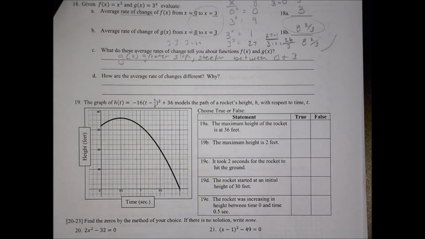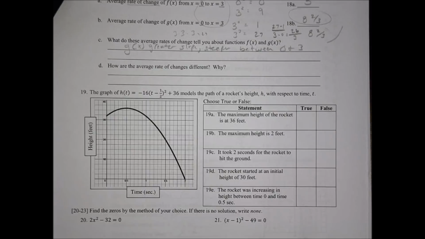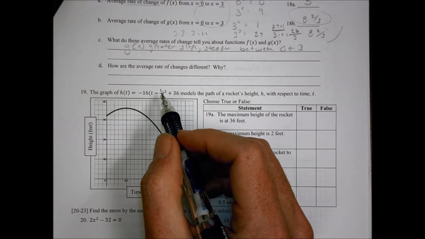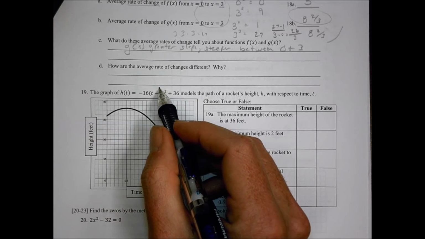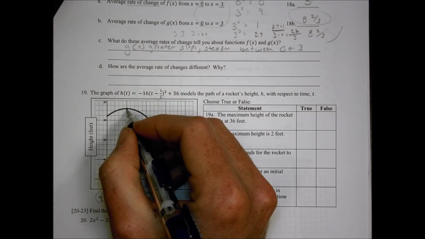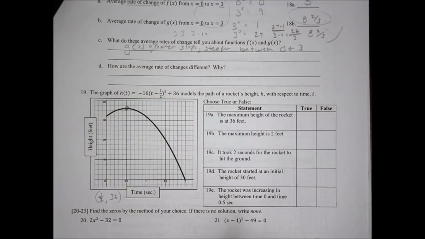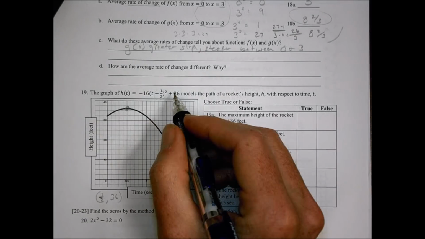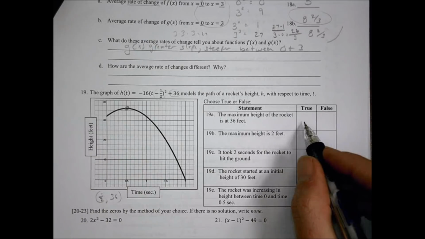We did one of these in one of our lessons. So we're going to do true or false here. We can see in this case it's in vertex form, right? So our vertex is going to be at 1/2, 36. That's our vertex. So we can see that occurs right there. That's our vertex point there. The maximum height of the rocket is at 36 feet. That is going to be true. That's our vertex. True statement.